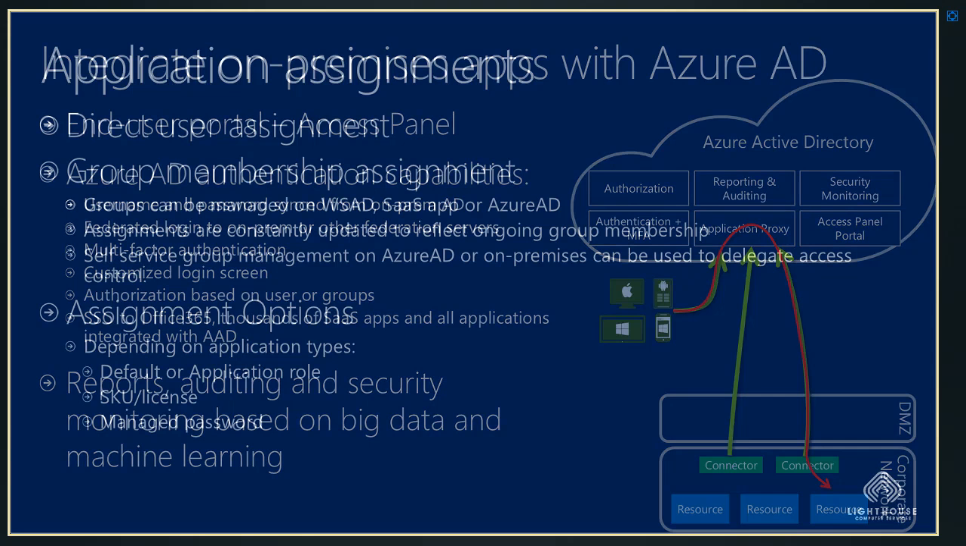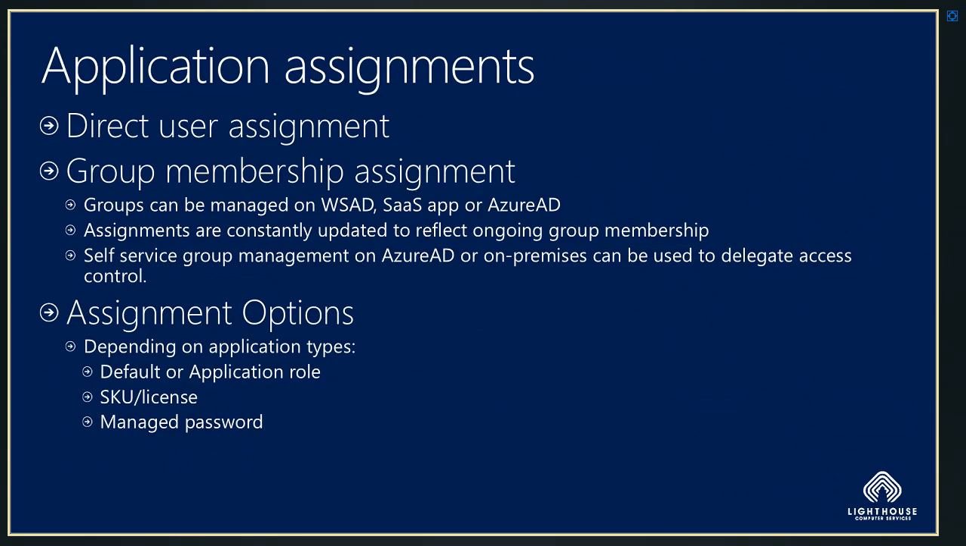Application assignments can be either direct, meaning that I, as an admin, just go out and assign the permission to this particular application and add a user to it, or it could be through group membership. Group membership allows you a lot of flexibility because now you can say for this application, whoever is in this group is allowed to access, and then you can add and remove users to the groups.